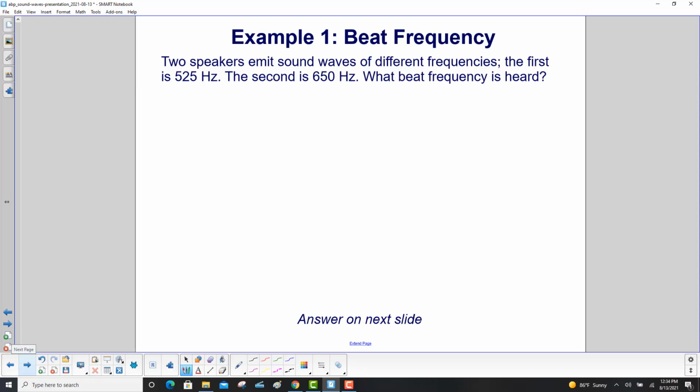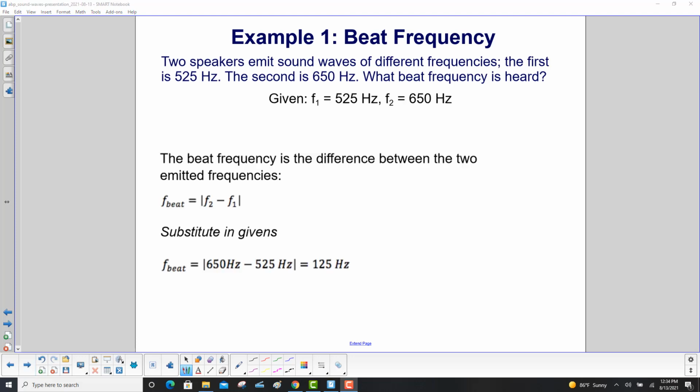Example 1, beat frequency. Two speakers emit sound waves of different frequencies. The first is 525 hertz, the second is 650 hertz. What beat frequency is heard? The two frequencies are listed here, and the beat frequency is the difference between the two frequencies. So we'll write a little equation. f beat is the absolute value of f2 minus f1. Substitute in the givens, 650 minus 525, and we get a beat frequency of 125 hertz.